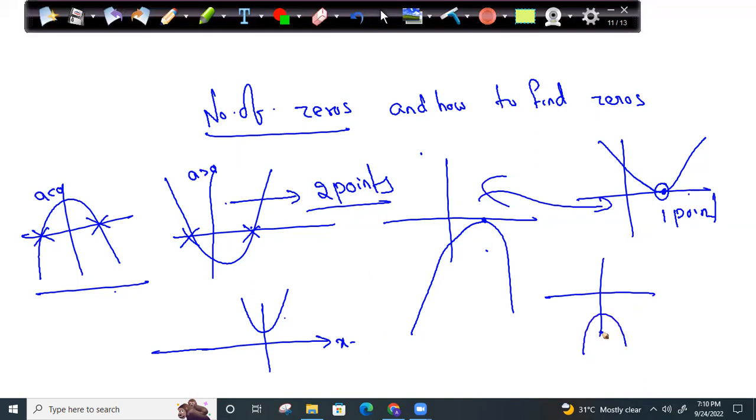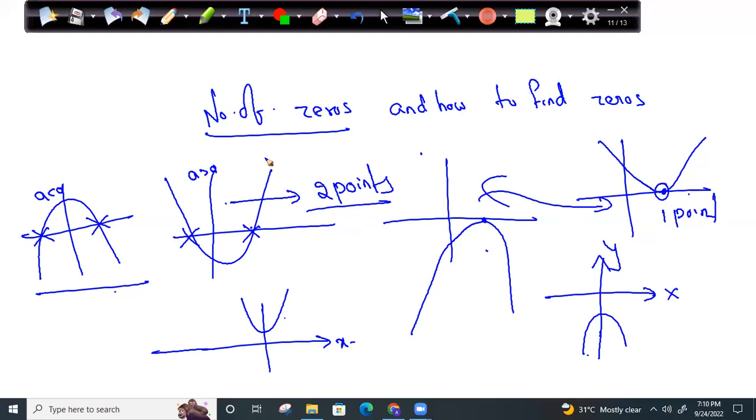No zeros, downward parabola. This is the x-axis, this is the y-axis, this is my parabola. No zeros because the graph is not touching the x-axis at any point. Okay, you drew 3 graphs, 3 models, 2, 1, and 0. But how do I know when I have 2 zeros? How do I know I have 1 zero, or 0 zeros?